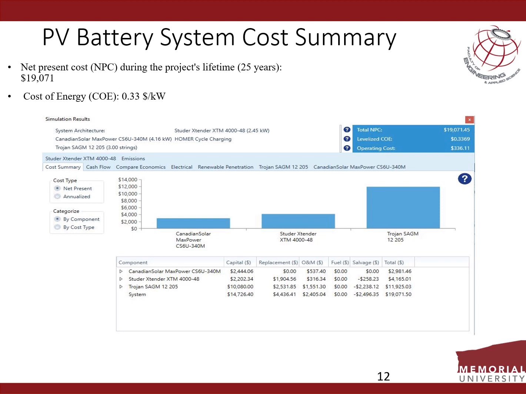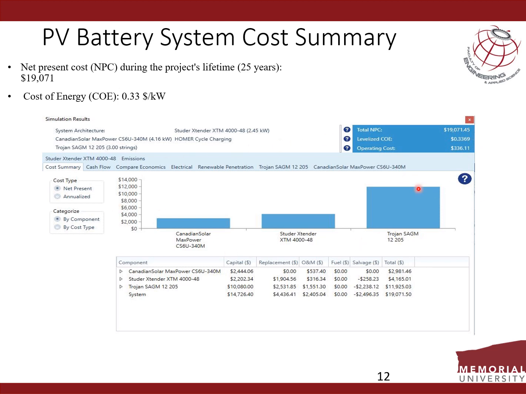Now let's delve into the cost analysis performed using HOMER Pro. As you can see here, the net present cost during the project's lifetime, which is considered to be 25 years, is about $19,000, and the cost of energy per kilowatt hour produced by this system is only 0.33. It seems to be a reasonable and competitive price.